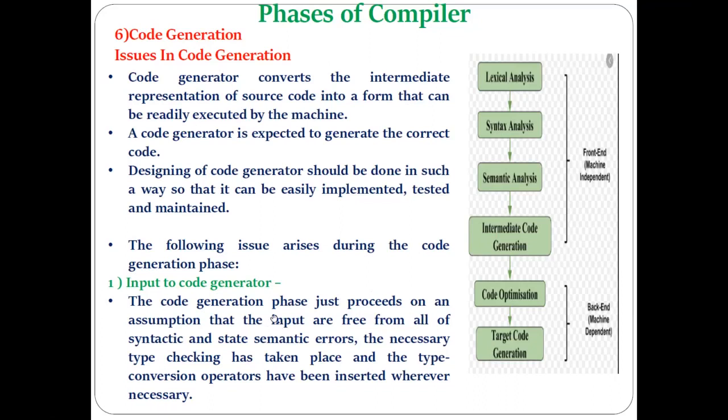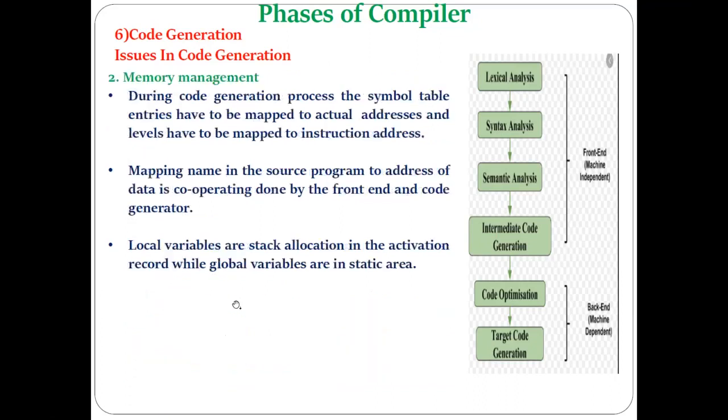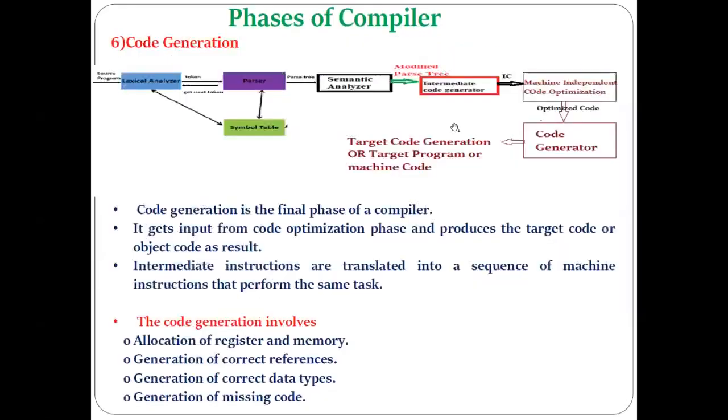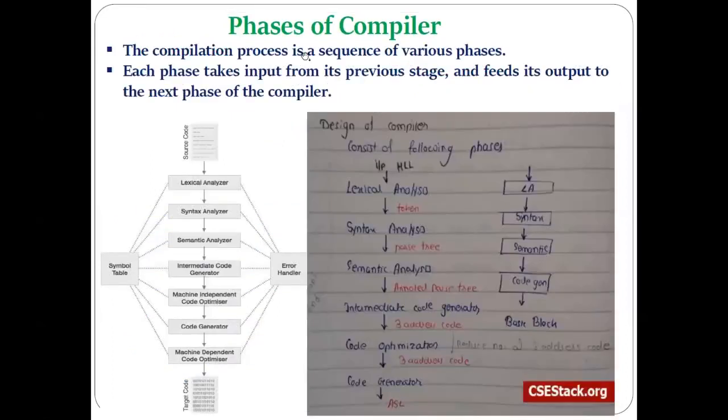So that is the first issue in the code generation, that is the input to the code generator. Okay, the next important issue in the code generation phase is memory management. During memory management, the code generator phase has to take the help of the symbol table. As you can see in this diagram, every phase has to refer to the symbol table, and in the same way the code generator phase also refers to the symbol table.